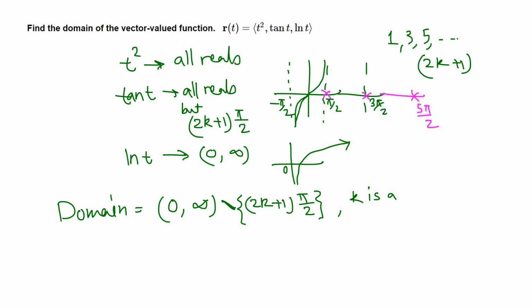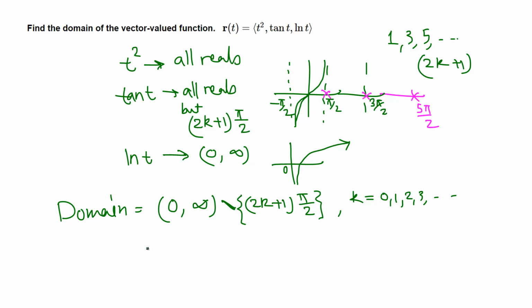So we have to exclude pi over 2. So k is just 0, 1, 2, 3, etc. When we put 0, we get pi over 2. When k equals 1, we get 3 pi over 2, etc. Okay, final.